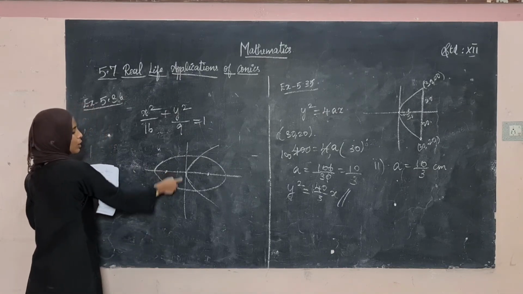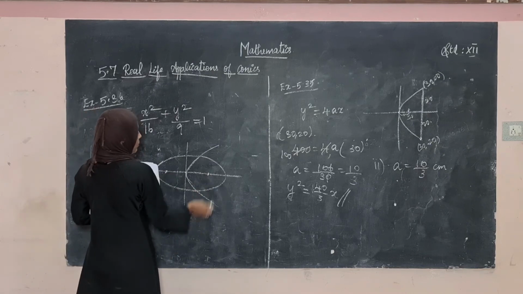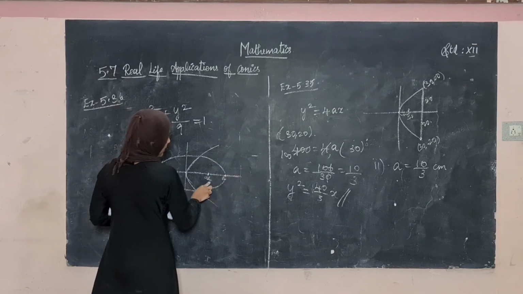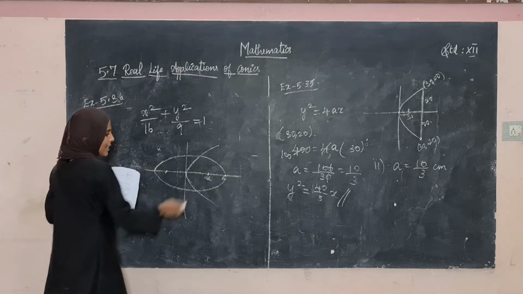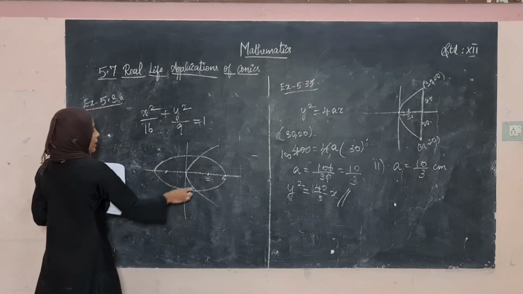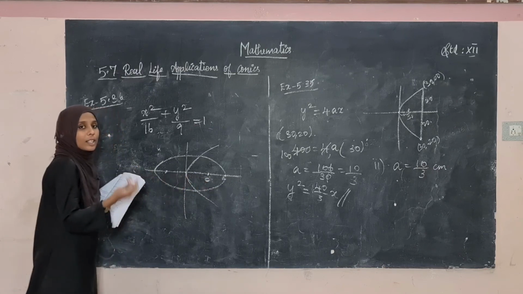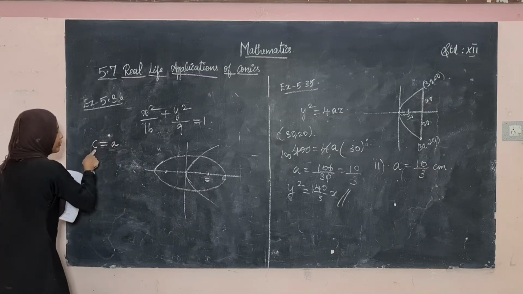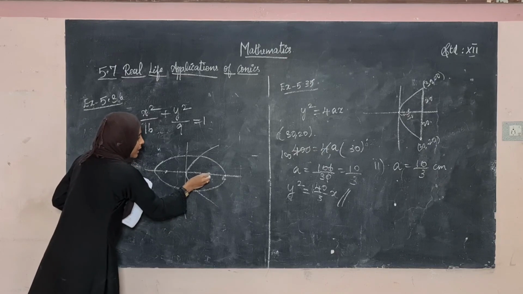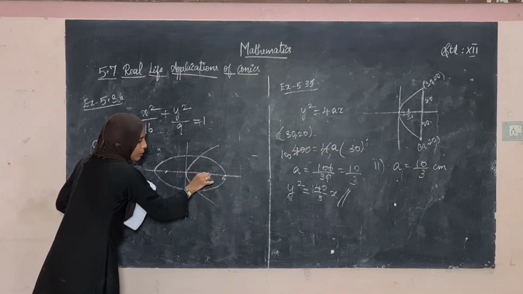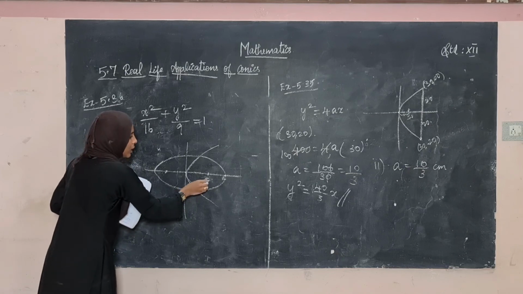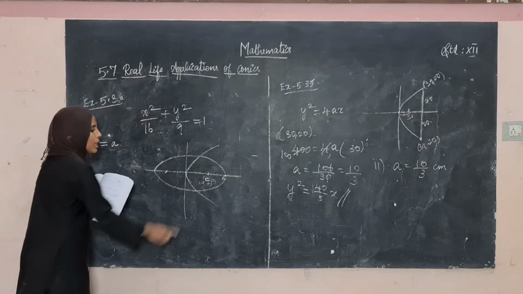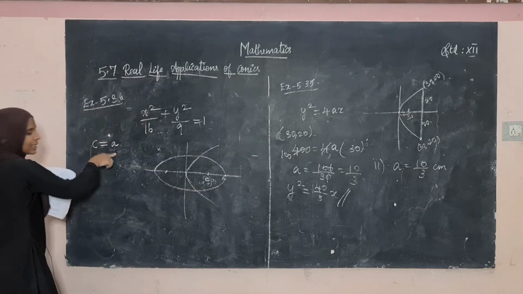Now we are going to find the equation of the parabola. Let us see in the ellipse. This is A, this is AE, that is C. So in the ellipse it is C, and in the parabola it is A. Be clear that C for the ellipse is equal to A for the parabola. The focus of the ellipse is the focus of the parabola. The focus of the ellipse is (C, 0), and for the parabola the focus is (A, 0). Common, that is C is equal to A.